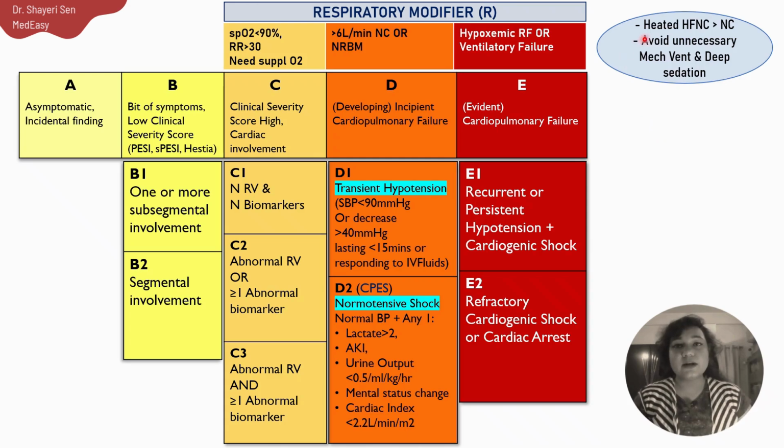We are going to prefer a heated high flow nasal cannula over a normal nasal cannula, and we are going to avoid unnecessary mechanical ventilation and deep sedation. Now, obviously, if the patient does have a hemodynamic collapse or really needs mechanical ventilation, then we are not going to prevent that. However, we are not going to provide mechanical ventilation unnecessarily, right?